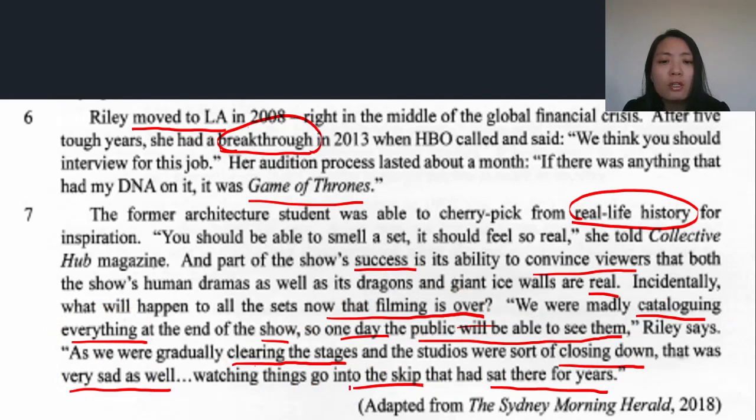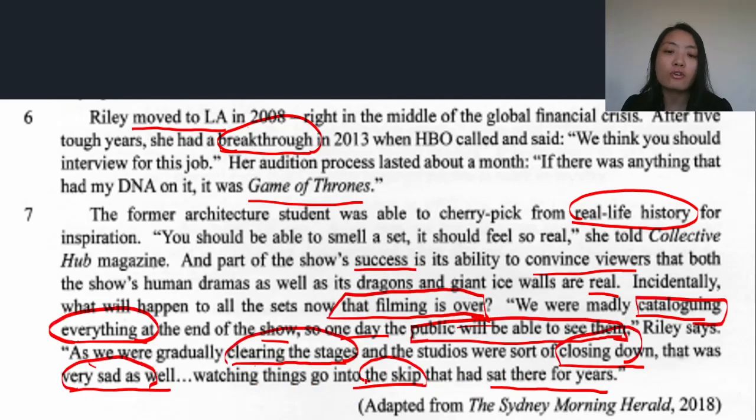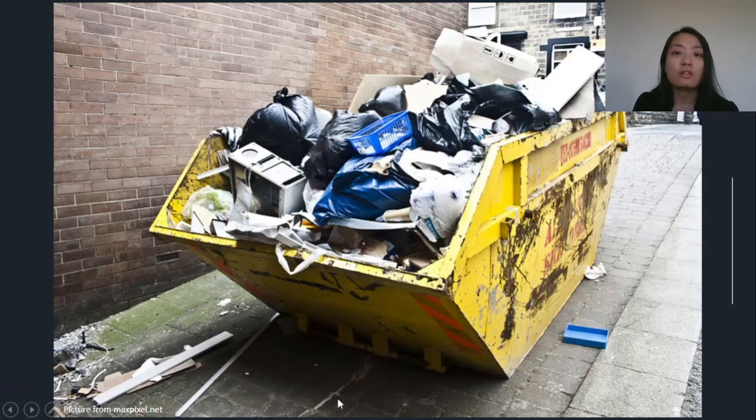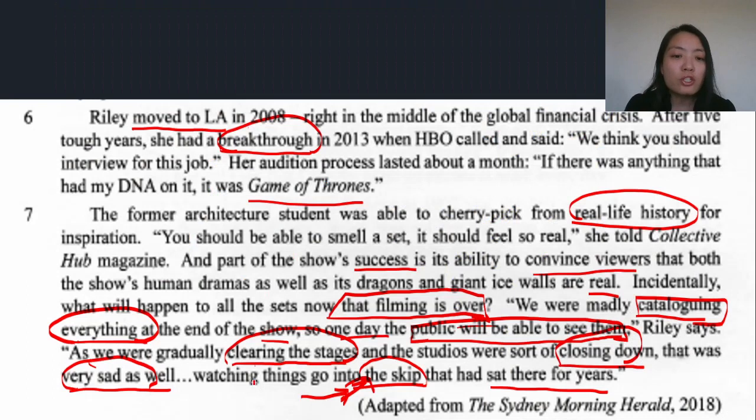Okay, what does it mean by go into the skip? This is actually a vocabulary question. This is a picture of what we call a skip. This box here shows you a place that people put rubbish in. So this yellow box is actually called a skip. I think you've seen this box before in some construction places where people do renovation. Usually they'll put a box out there for people to throw a lot of things. So when she watches the things go into the skip, she felt sad. That means watching the things go into the rubbish bin.